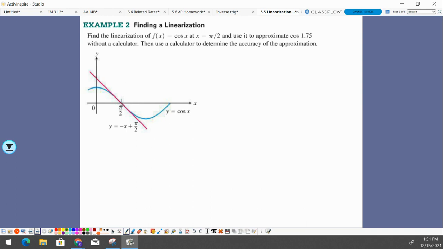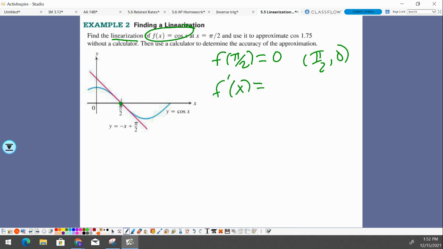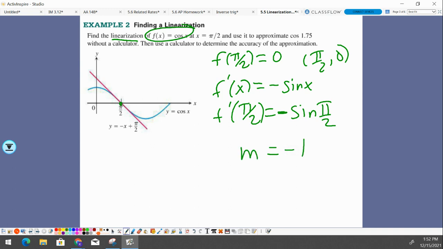This is just an extra practice. Linearization. So F of pi over 2 is just 0. So my point is pi over 2, 0. F prime, the derivative of cosine, is negative sine of X. So F prime at pi over 2. What's negative sine of pi over 2? Well, sine of pi over 2 is 1, so this is the opposite. So that's negative 1. That's my slope.